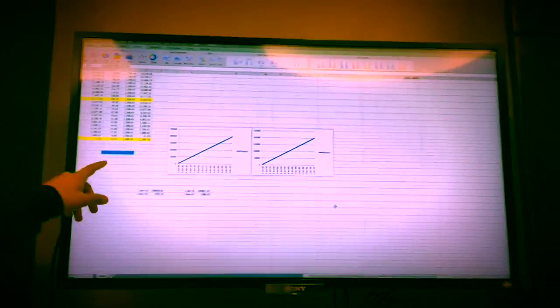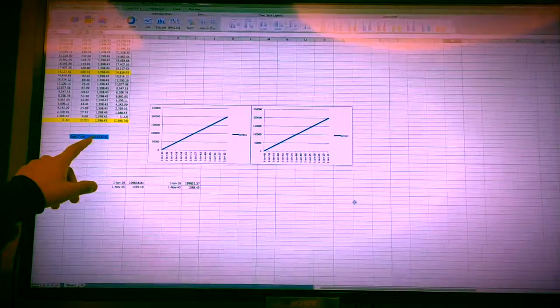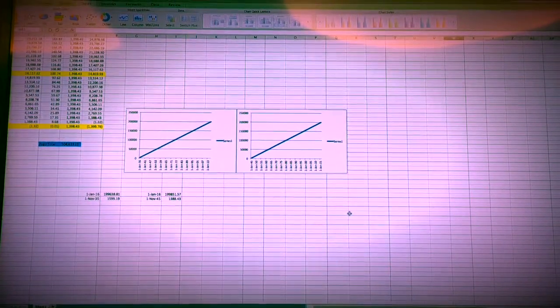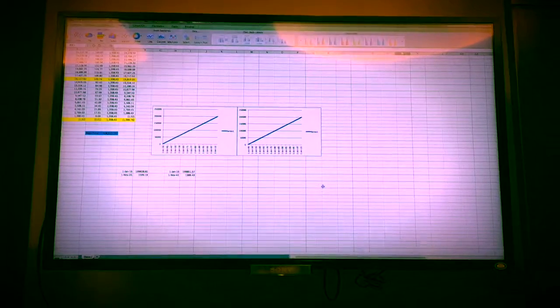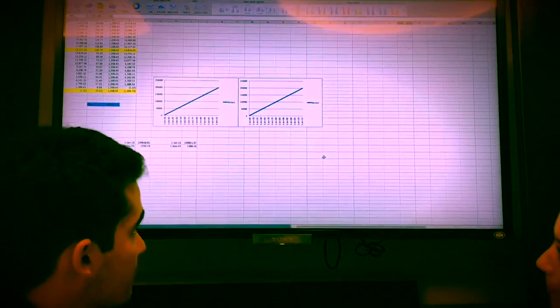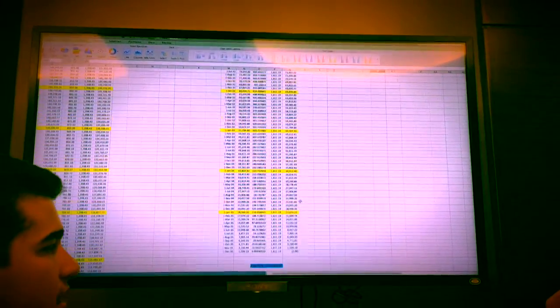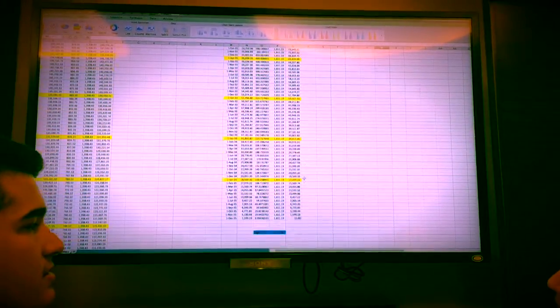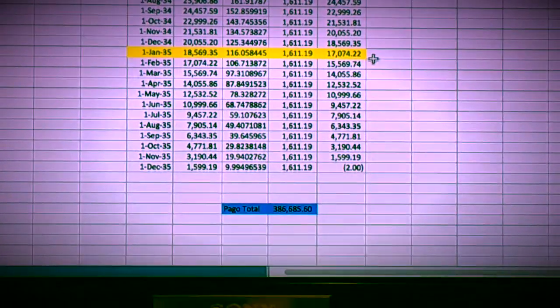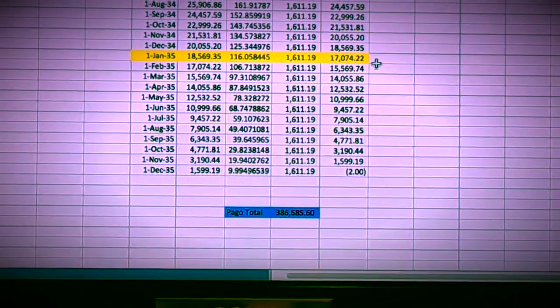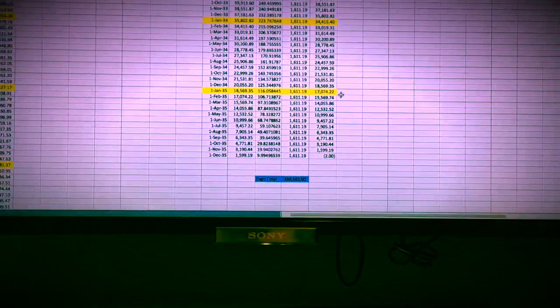The total payment in this one is $504,000 approximately, and in the other you pay much less than that. You pay $300,000, so it's a considerable amount.